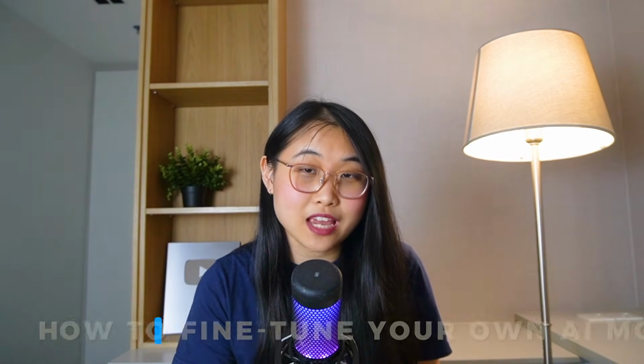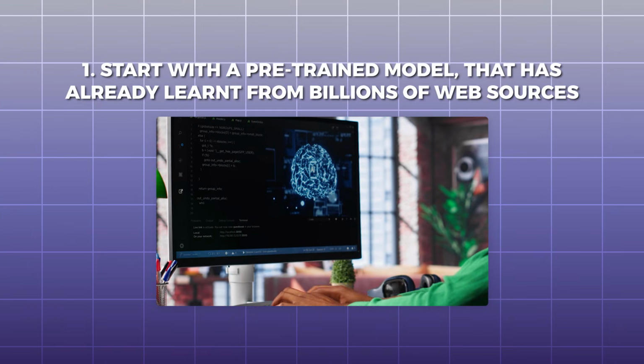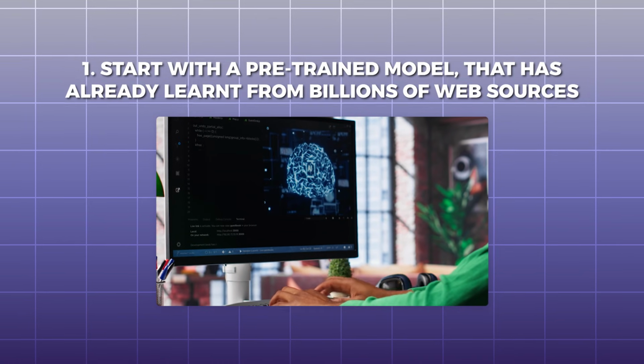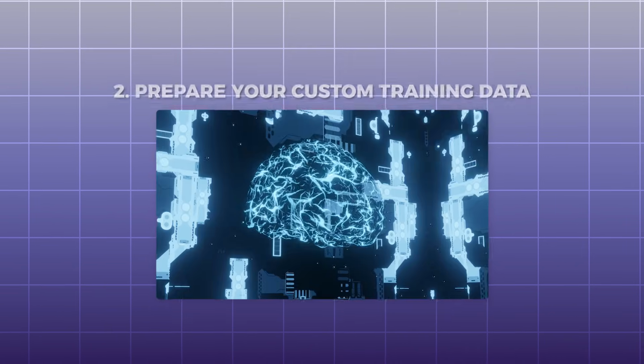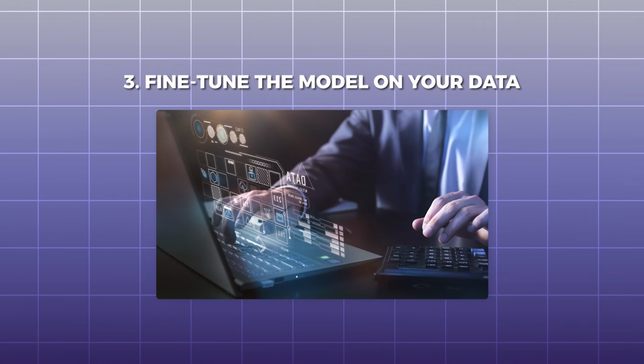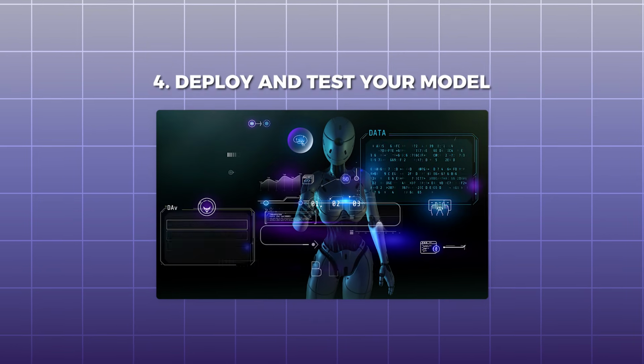Okay, now that you understand the benefits, here are the steps you'll need to take to fine-tune your own AI model. First, start with a pre-trained model that has already learned from billions of web sources. Next, prepare your custom training data. This is where you'll teach your model your specific knowledge. After that, fine-tune the model on your data. And finally, deploy and test your model.